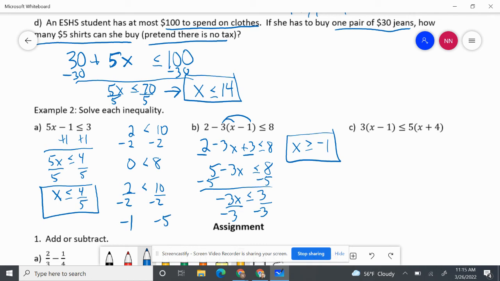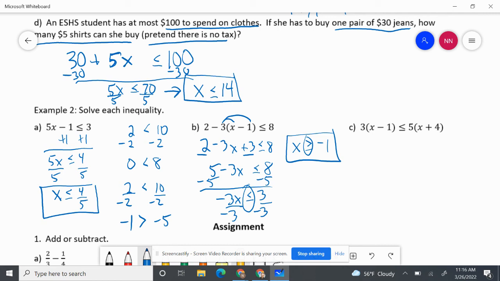In this case, notice that the negative 1 is greater. So whenever you multiply or divide by a negative, the values of the inequality actually switch. We have to remember that when we divide, it's no longer going to be less than. In this case, it's going to become greater than. And that's why we switch the inequality.